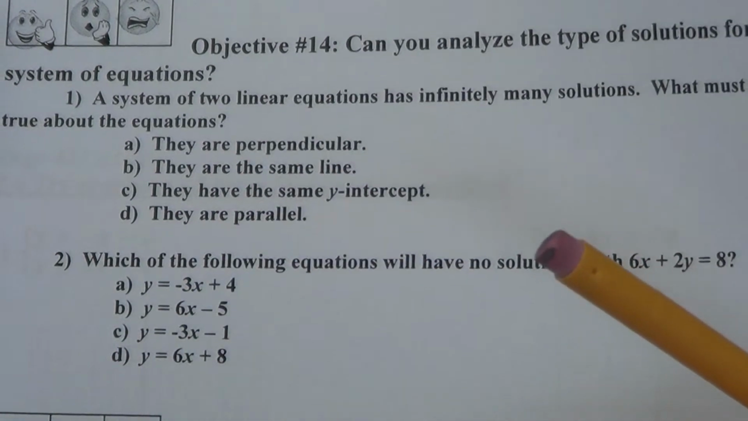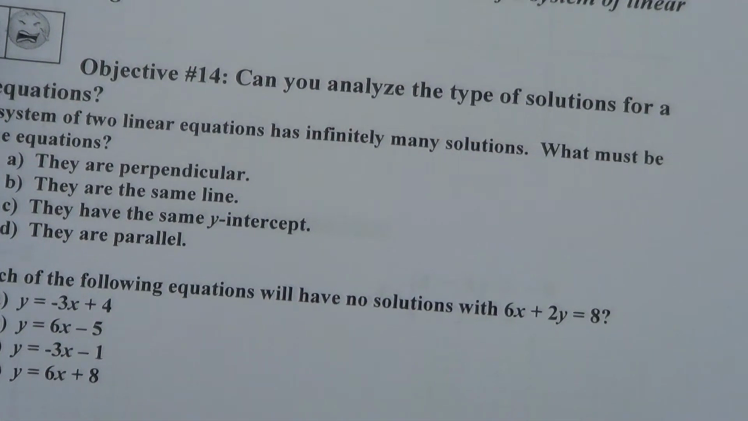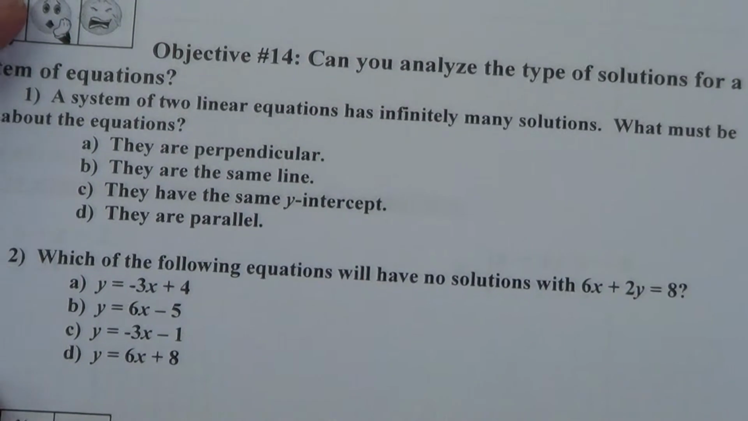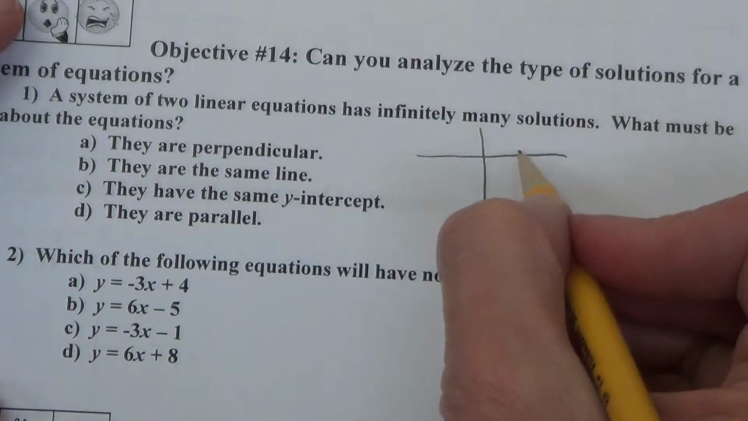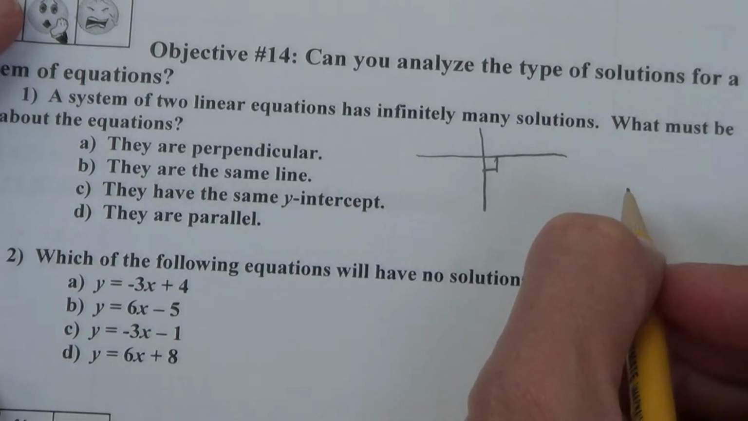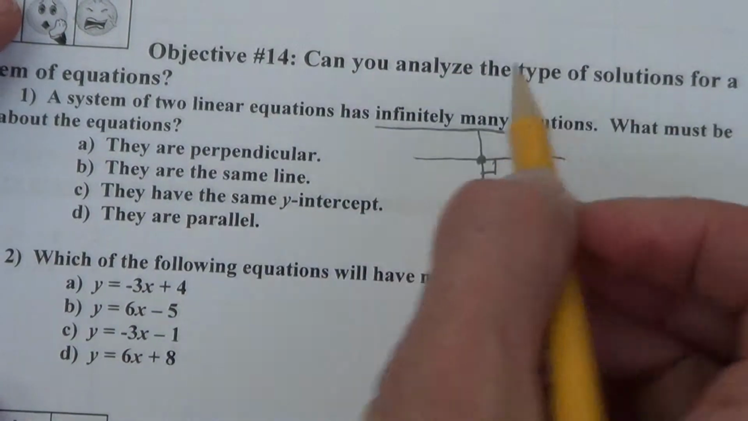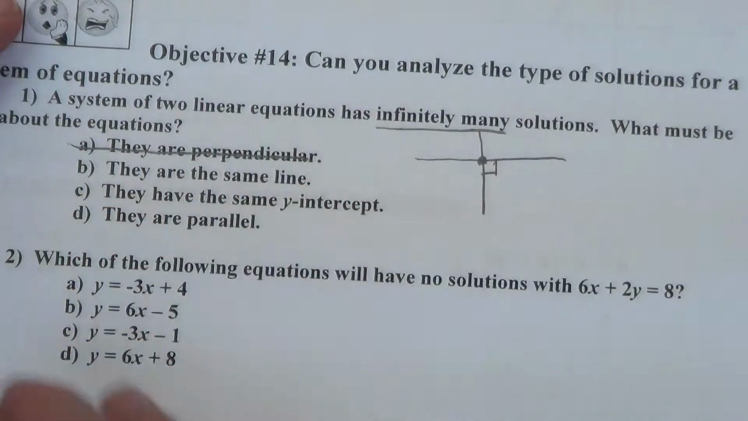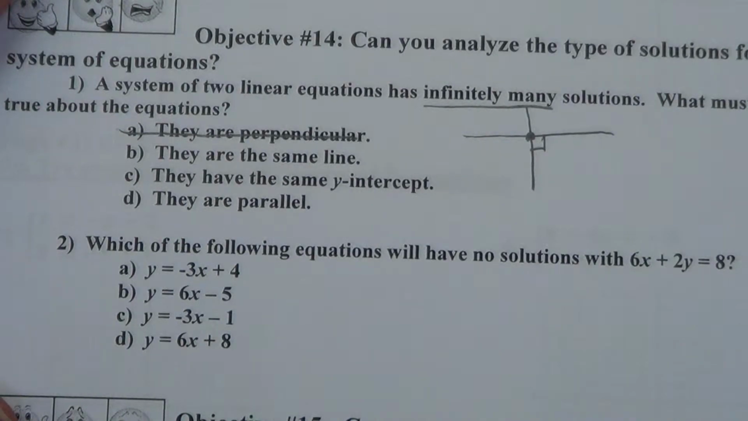A system of 2 linear equations has infinitely many solutions. What must be true about these equations? Well, let's picture these. If we were on a graph and we had perpendicular lines, well, right there's perpendicular lines. If they laid right on our x and y axis, they cross and there's only one solution. So that's not infinitely many. I would eliminate that one. In math, when you do multiple choice on any of these standardized tests, your best approach is to eliminate what you know is not correct, what you can reason to not be correct. Okay.